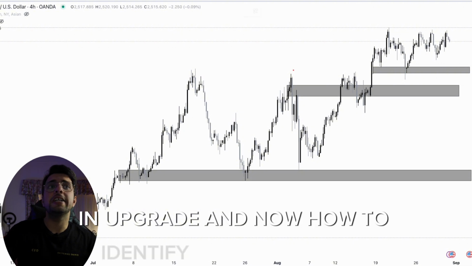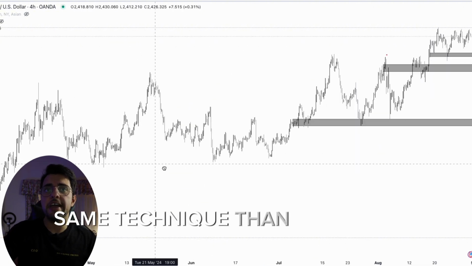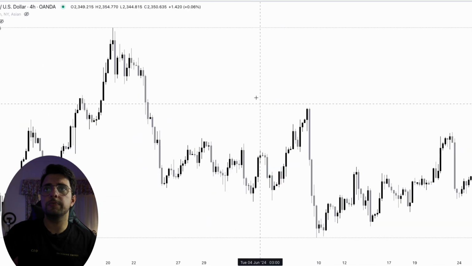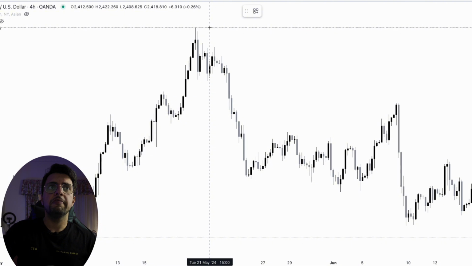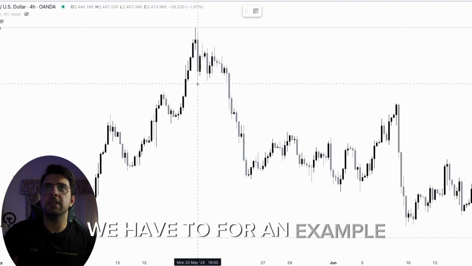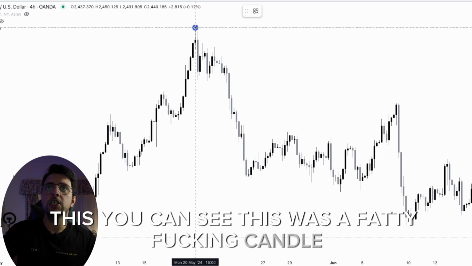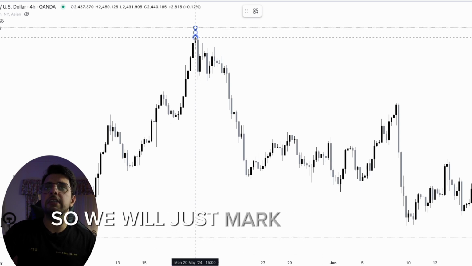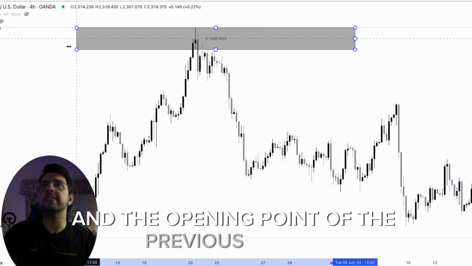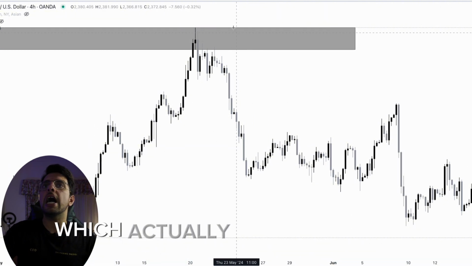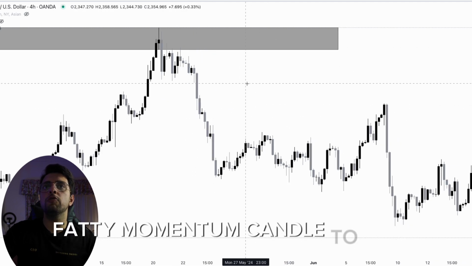And now, how to identify the supply zone? Same technique. Whenever there is a huge selling fatty candle, for example, this you can see was a fatty candle, so we will just mark the closing point and the opening point of the previous candle, which actually allowed this big fatty momentum candle to form.